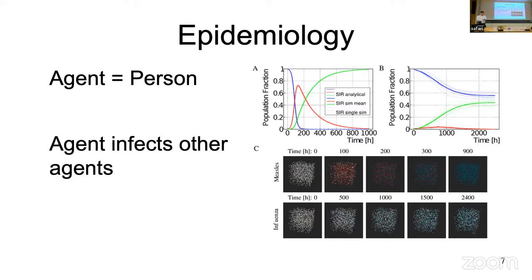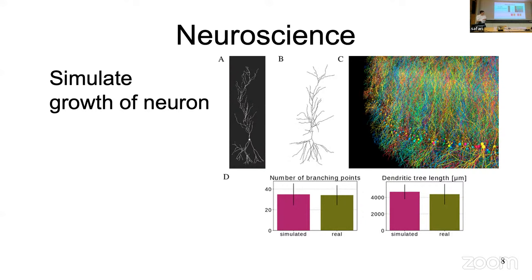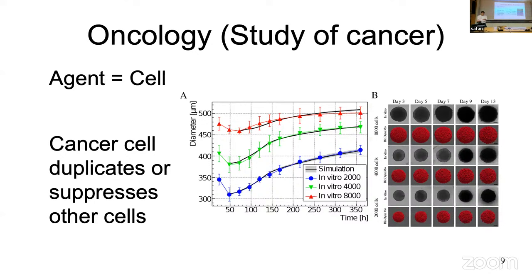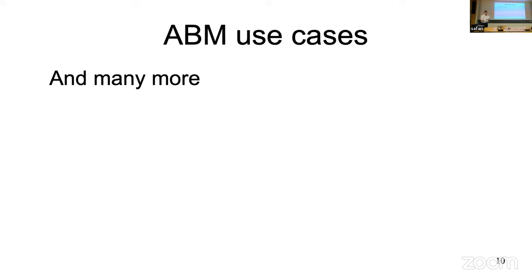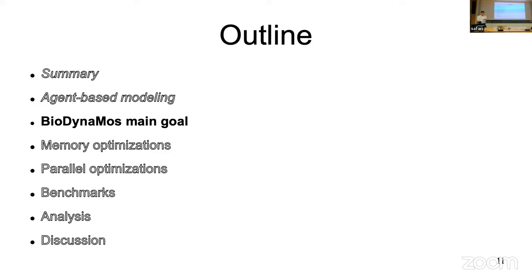It can also be used for neuroscience, where you can simulate the growth of a neuron. And it is also often used for oncology, that's the study of cancer, where an agent is a cell, and cancer cells might duplicate or kill others or suppress other cells. But it can also be used for many more research areas. So that was just a short collection of them. With that out of the way, let's go over the main goal of BioDynaMo.